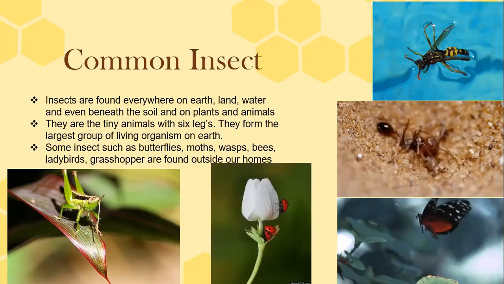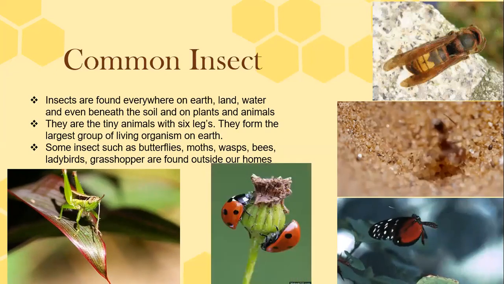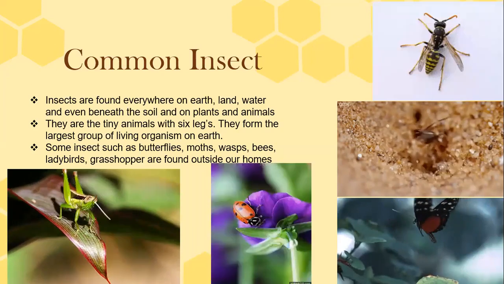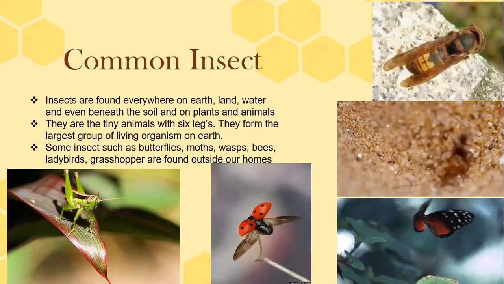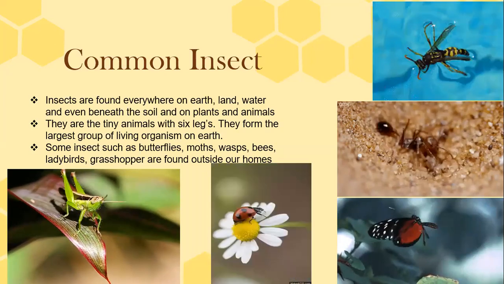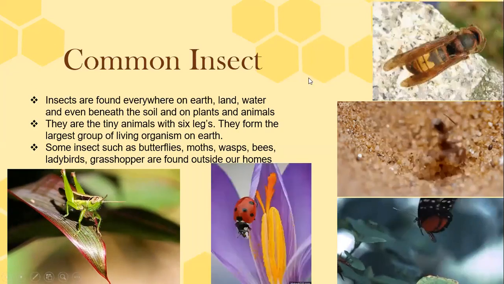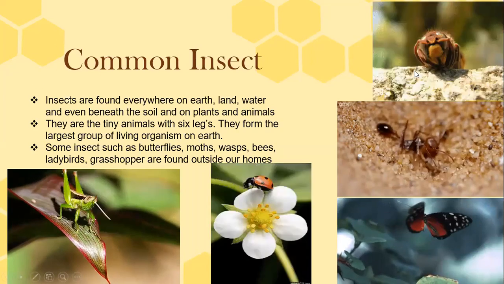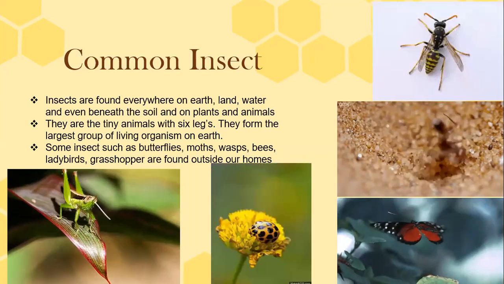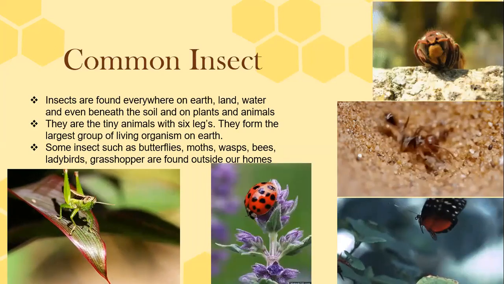Okay, they are the tiny animals with 6 legs. They form the largest group of living organisms on Earth. Some insects, such as butterfly, moth, wasp, ladybirds, grasshopper, are found outside our homes.